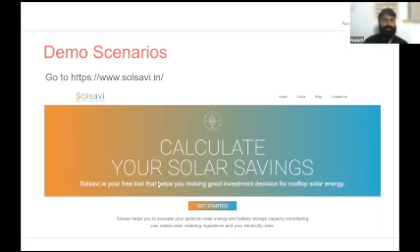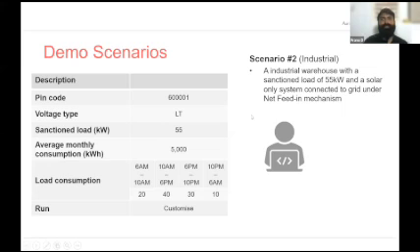For the second scenario, we are trying to simulate an industrial warehouse under the LT category with a sanction load of 55 kilowatt and a monthly average consumption of 5,000 units. So to recreate this, I would stop the screen again and then move to the next web browser to simulate this scenario. Please follow the instructions so that we can simulate it together and you could share your experience at the end of this webinar.